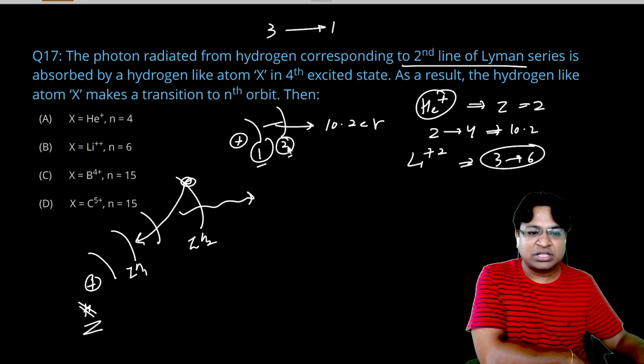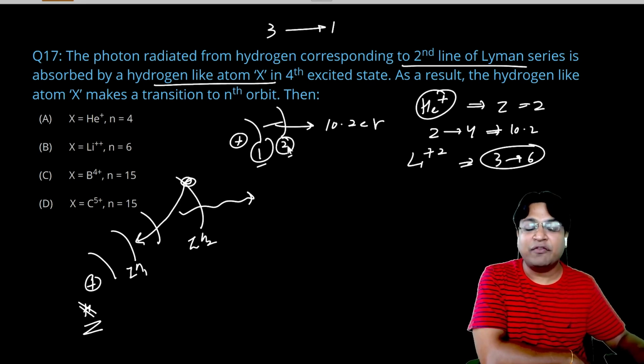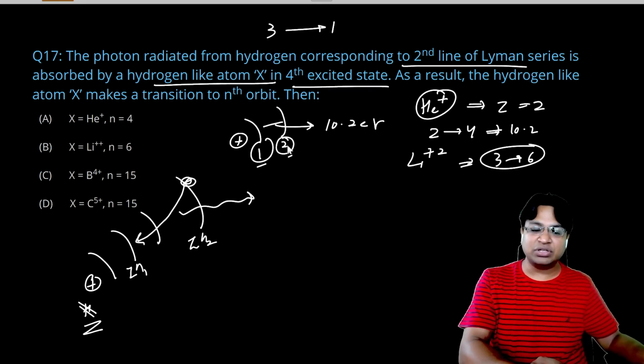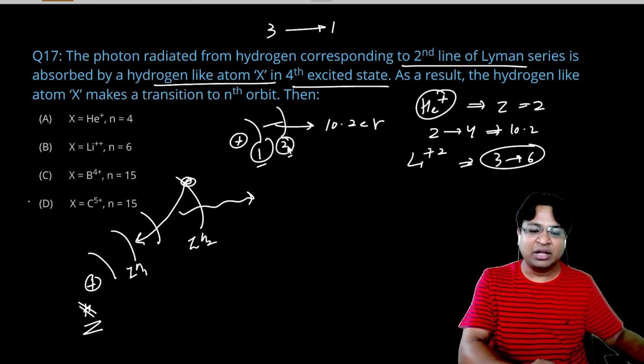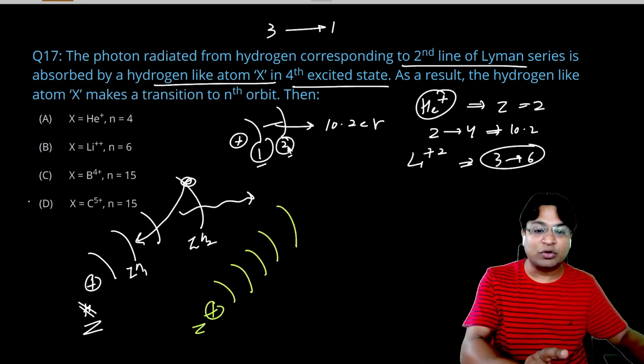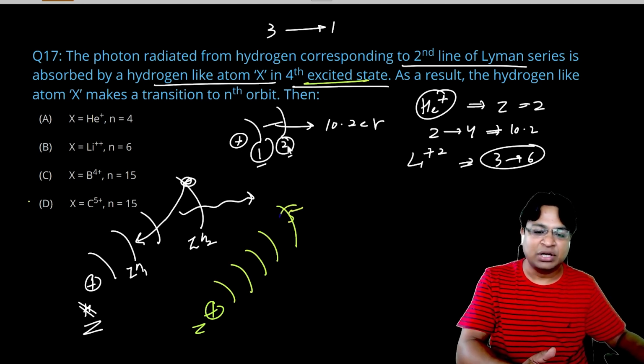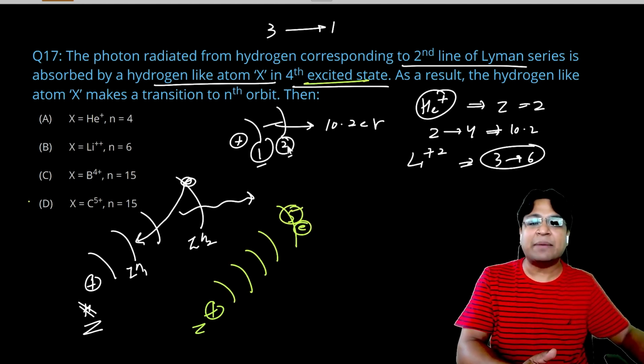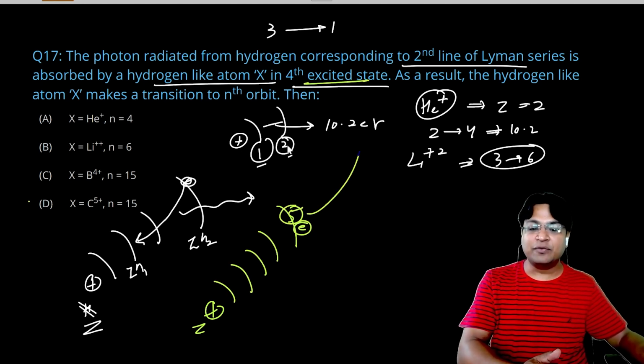So it is absorbed by a hydrogen-like atom in the fourth excited state. So there was a hydrogen-like atom, and that atom was in the fourth excited state. Now remember, fourth excited state, so that is the fifth orbit. So the electron was in the fifth orbit, and it absorbed this photon, and it moved to some other orbit.